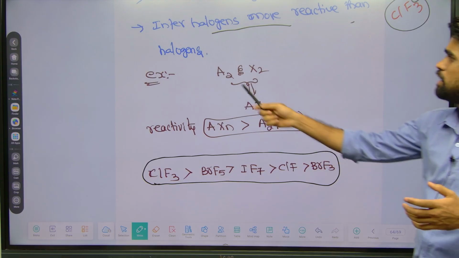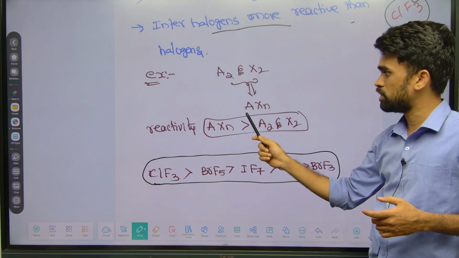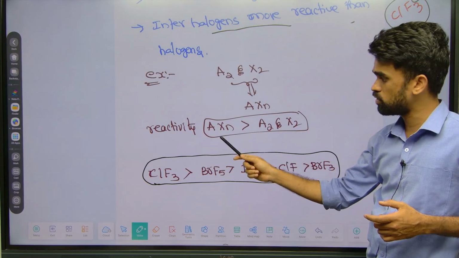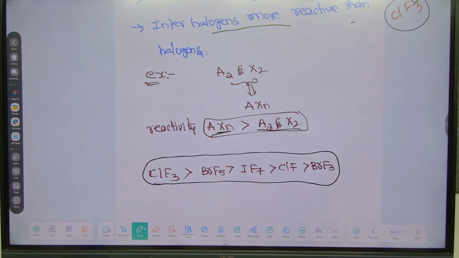What does this A2X2 mean? This is one halogen, another halogen. Which is more reactive, I am saying? Interhalogen is more reactive than the halogen atoms. Okay, next.